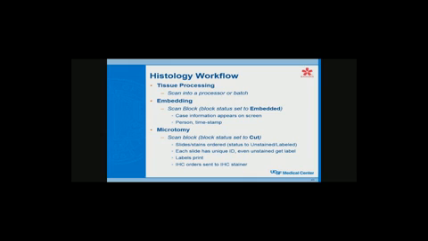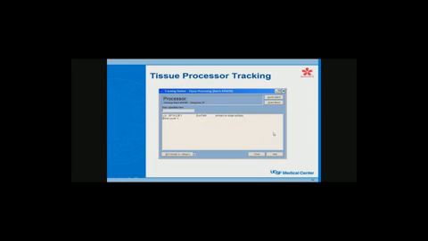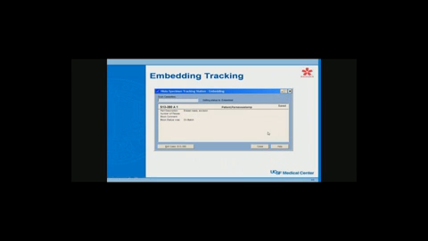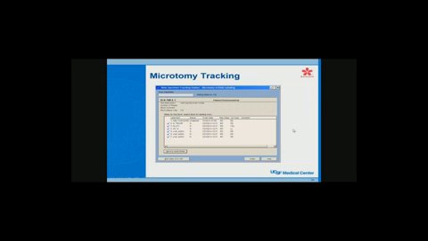At embedding, they scan the block, and at that time, its status gets set to embedded, and their case information shows up on the screen, and it also gets the timestamp and the person who embedded it, which makes it very easy to go back and figure out embedding problems. And then at microtomy, they scan the block. They get slides and stains ordered. Anything that was ordered shows up on the screen. Labels are printed. Unstained gets labels as well. And then at the same time as that happens, IHC orders are sent over to the IHC stainer.